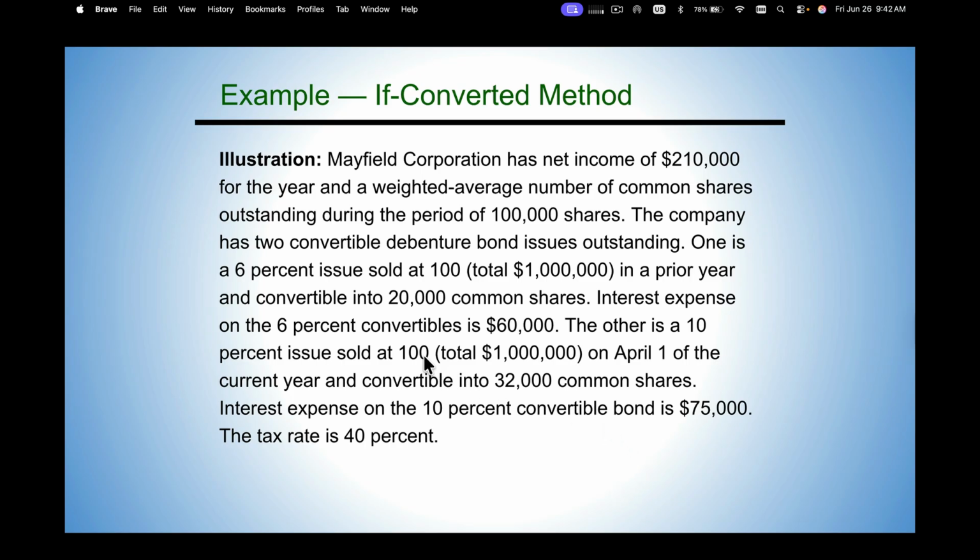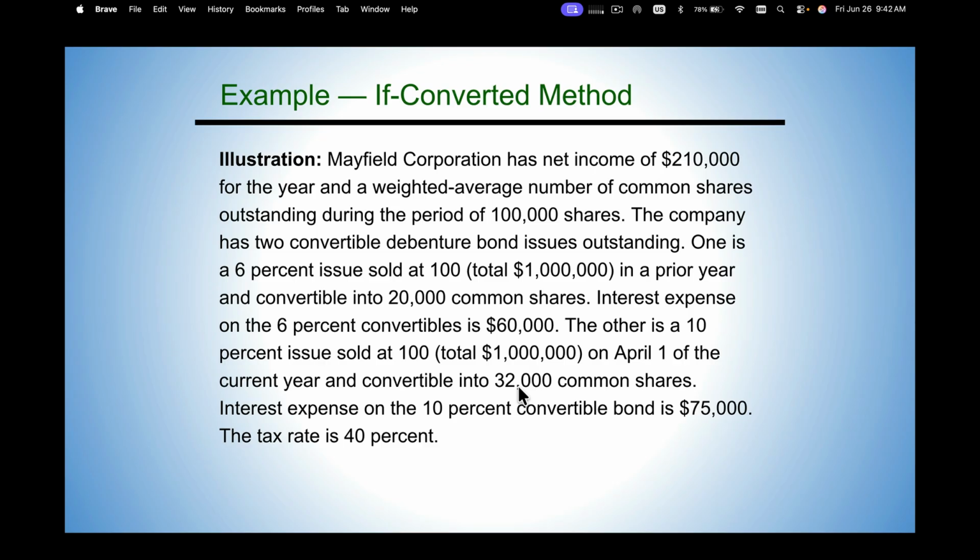So we take the 10% of a million, we get 100,000, and it was issued on April 1st. That is April, May, June, July, August, September, October, November, December. That's 9 months. 9/12 or 3/4 times a million is $75,000 of interest expense. It would be converted into 32,000 common shares, but for that, we use a weighted average for the last 9 months, or 9/12, 3/4 of that. That would be 24,000. The tax rate is 40%.